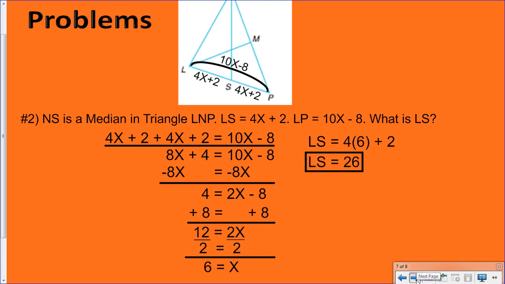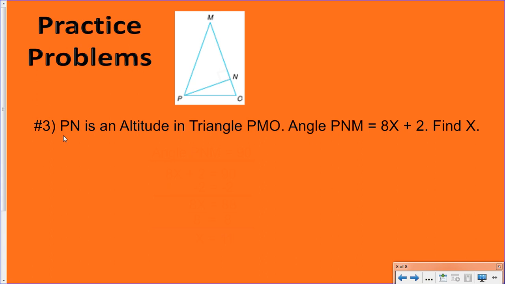We're going to do one more. And this third one says PN is an altitude. Okay, so notice now we're talking about altitude. PN is an altitude in triangle PMO. And the one piece of information they give us is that angle PNM equals 8x plus 2, and we've got to go find x. If you remember correctly, the one thing we wrote down in our notes about altitude is that it has to be perpendicular to the opposite side. And perpendicular means 90 degrees. So if this is an altitude, this angle has to be 90 degrees.